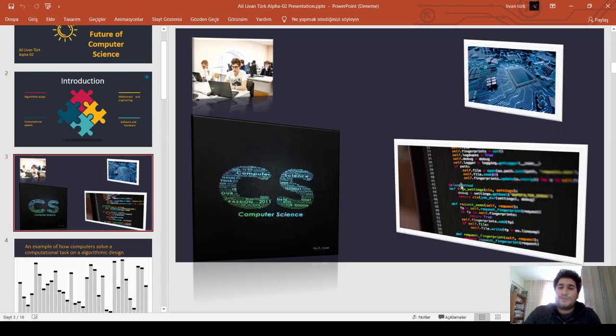And here you can see code from a software language. On top of that, you can see a CPU from a computer. And in this picture, you can see many people working with computers.